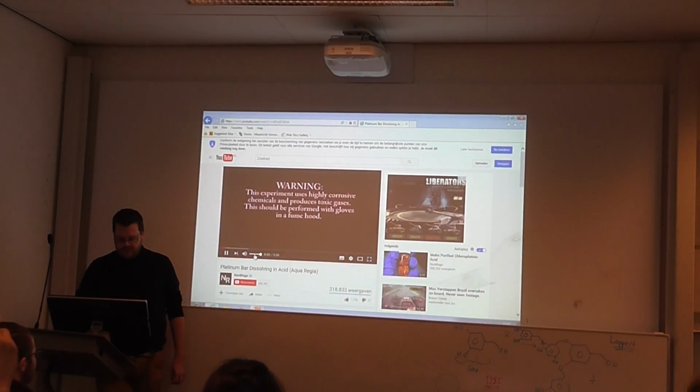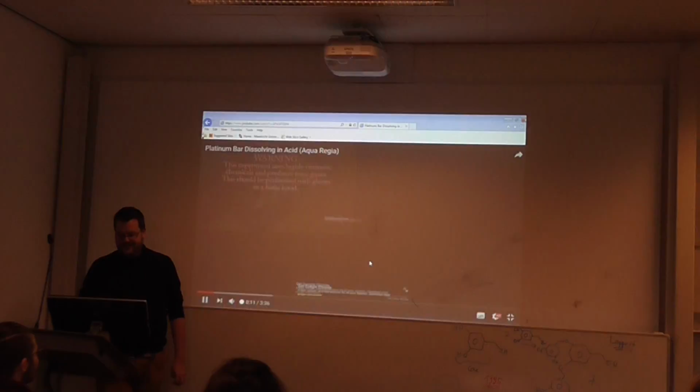Warning, this experiment uses highly corrosive chemical. I'm sure the pig dissolved. It turned into goop.